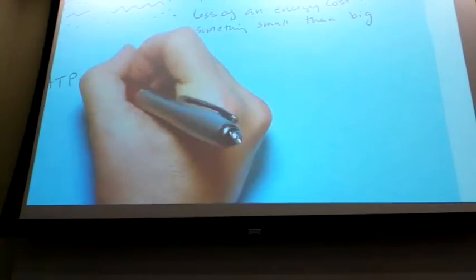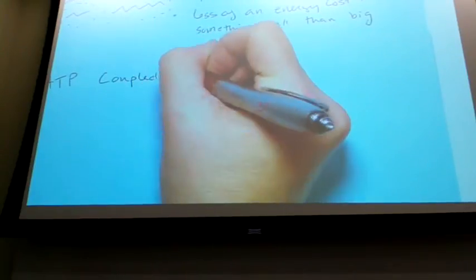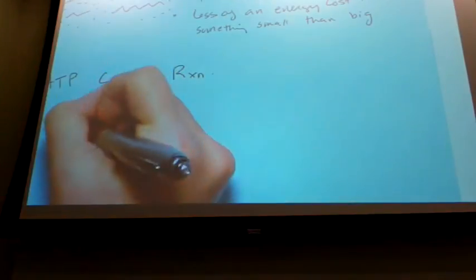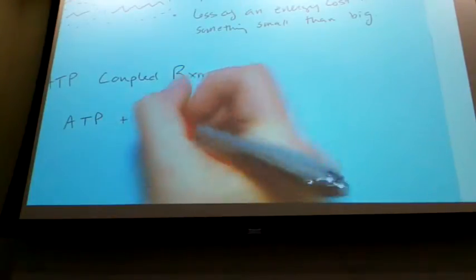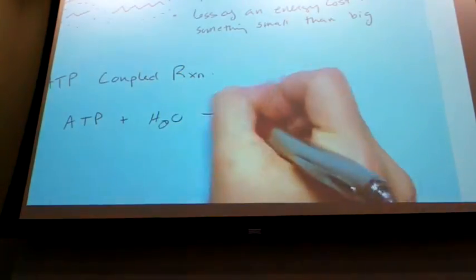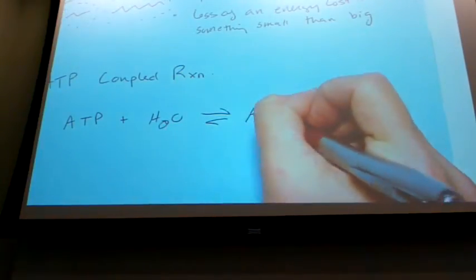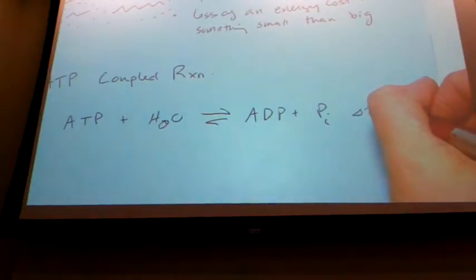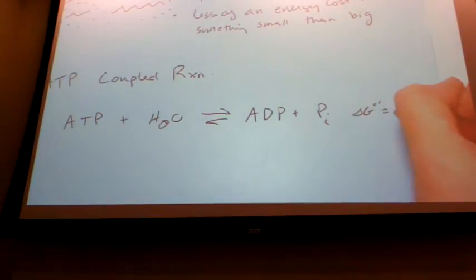Okay, so ATP is high energy. We're going to couple hydrolysis with some other reactions. So we're doing an example of an ATP coupled reaction. So we just said that ATP plus water could be hydrolyzed to ADP plus an inorganic phosphate. And we said that the free energy change is equal to negative 30.5 kilojoules per mole.